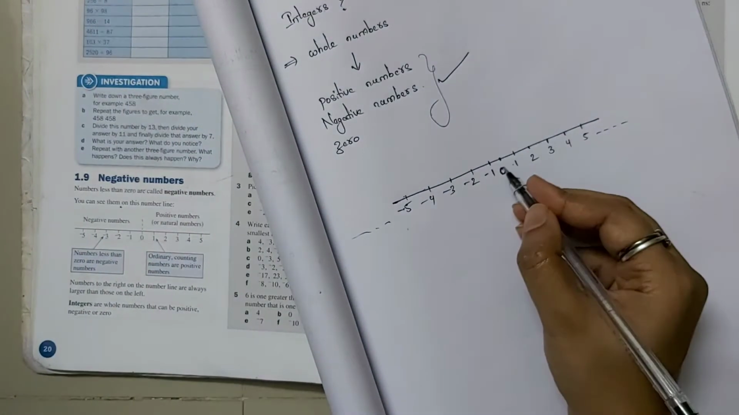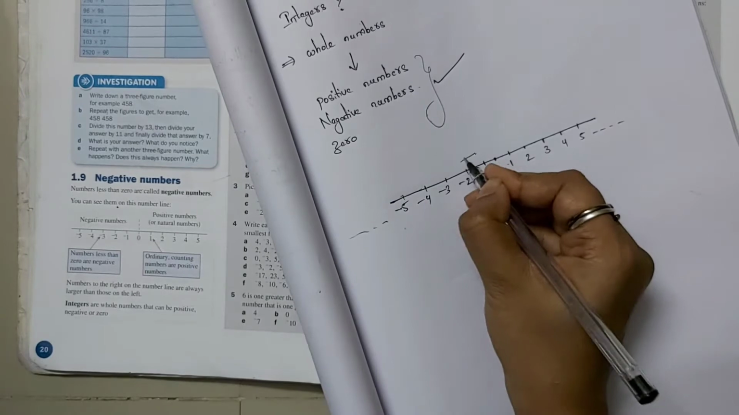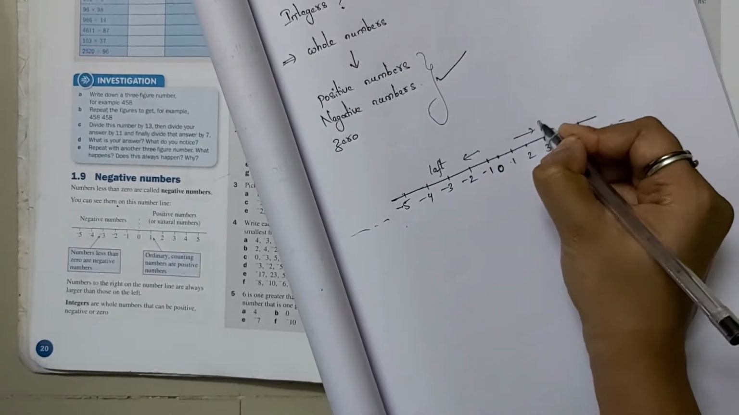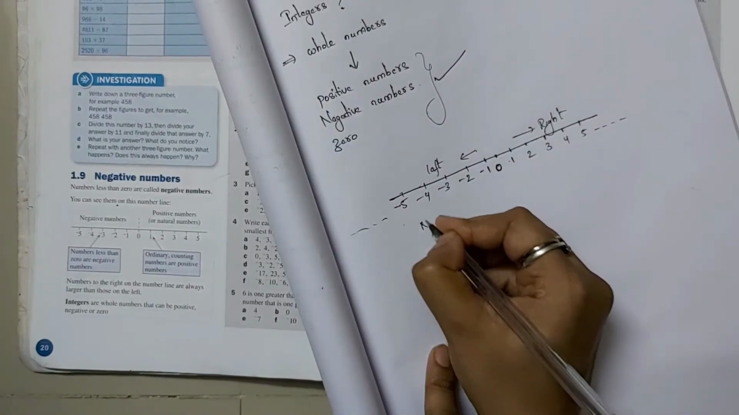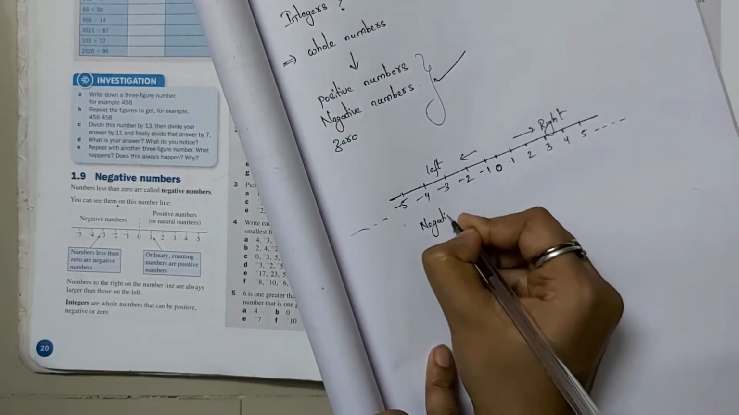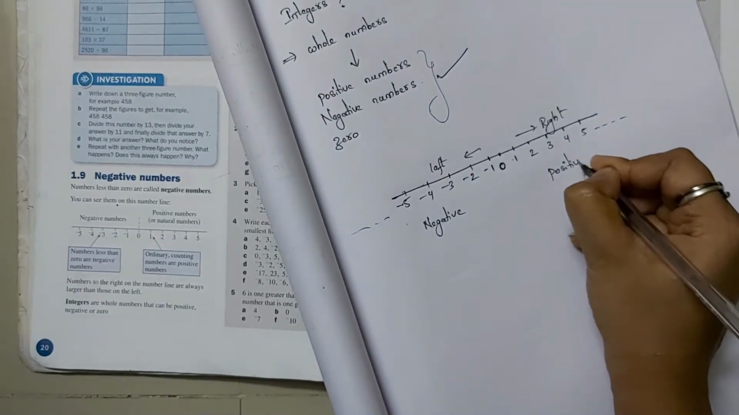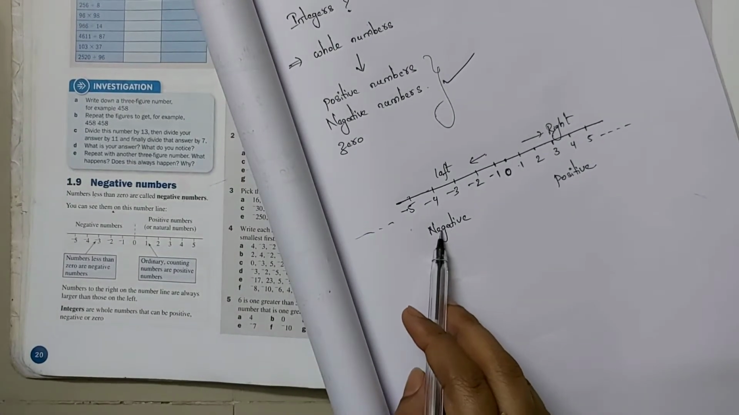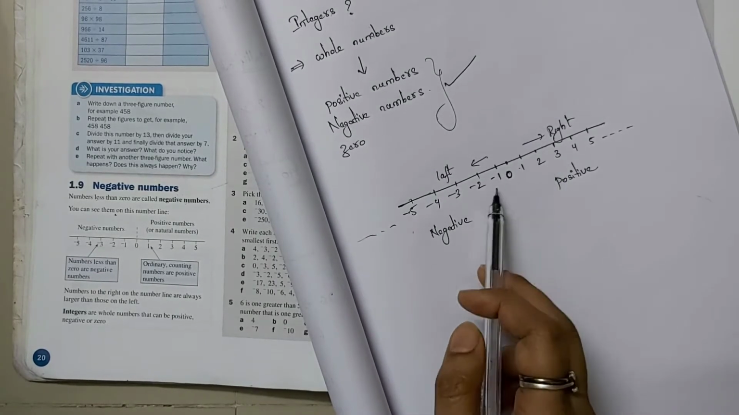The numbers on the right side are the positive numbers, and the numbers on the left side are negative numbers. Got it? So the left side is what? Negative, and the right side is positive. Clear? You are clear with this number line, right? So on the number line, we have negative numbers, positive numbers, and 0.